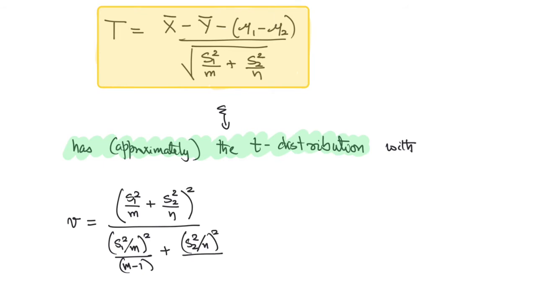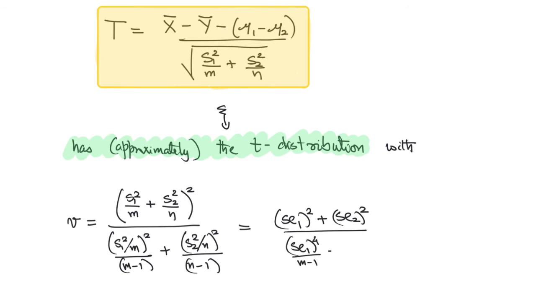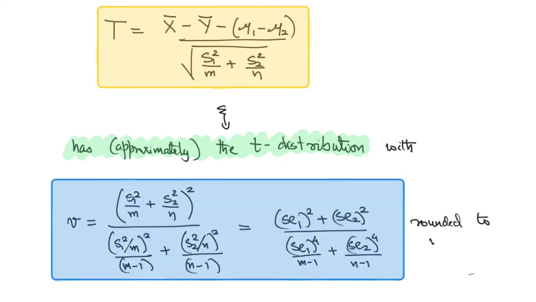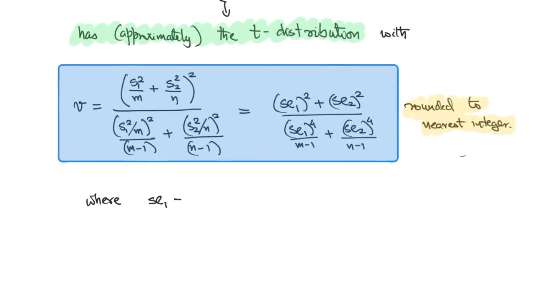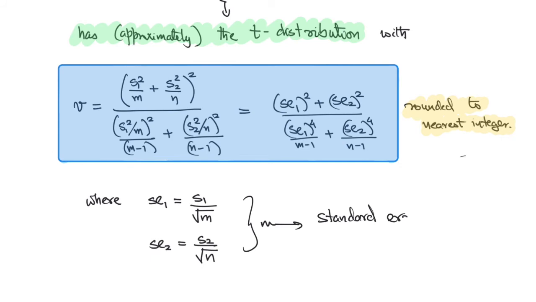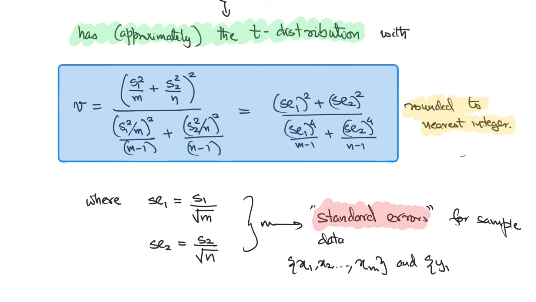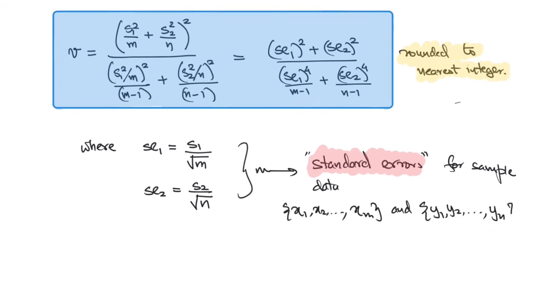So it is written in terms of the standard errors, SE1 and SE2. It's the quotient of SE1 squared plus SE2 squared, squared, divided by SE1 to the 4 divided by m minus 1 plus SE2 to the power 4 divided by n minus 1. And this number needs to be rounded to the nearest integer. Notice that the calculations of the two standard errors, SE1 and SE2, depend on working with the sample data, that is x1 through xm and y1 through yn, respectively.